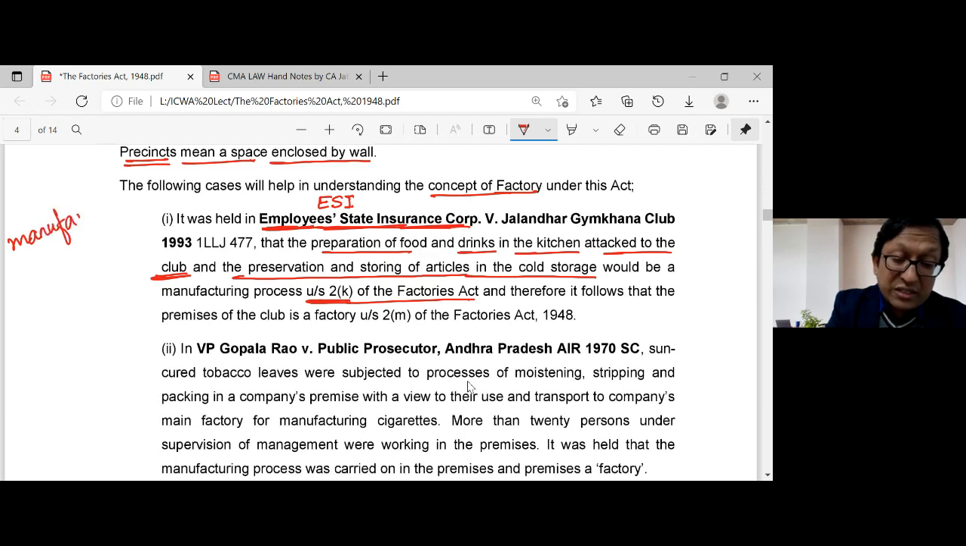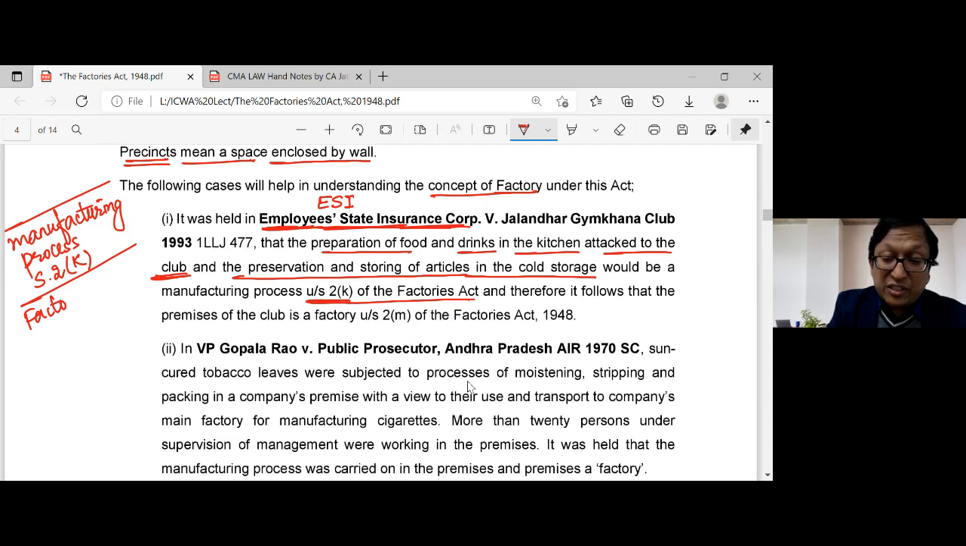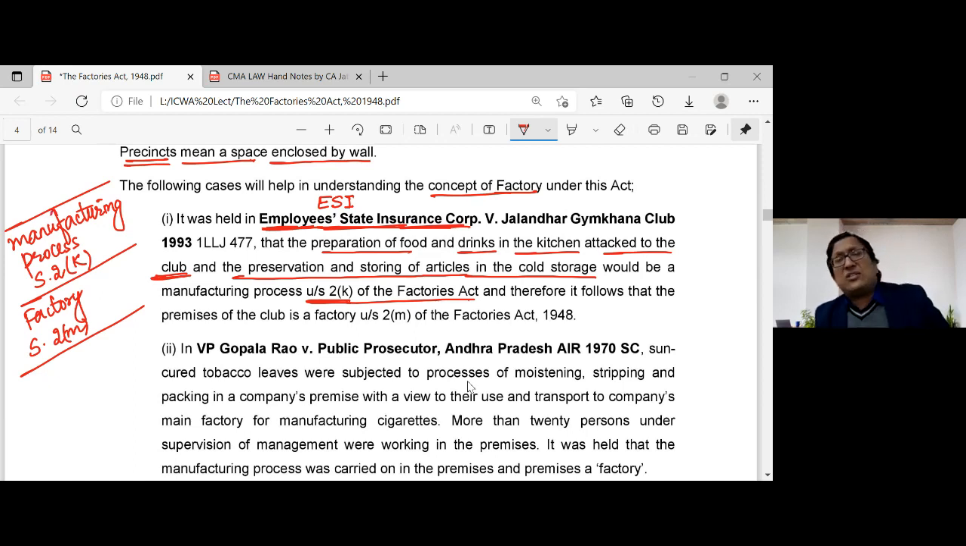Some persons were asking which sections we need to learn. So for manufacturing process, this is the section that you need to learn: Section 2, clause K. Then there is the definition of factory. What we mean by the word factory is defined under section 2M. So these are two sections till now that you need to remember and learn. Otherwise, there are many sections in that.